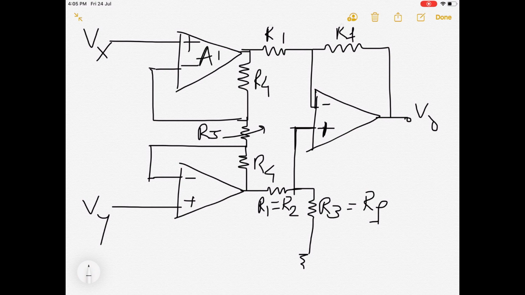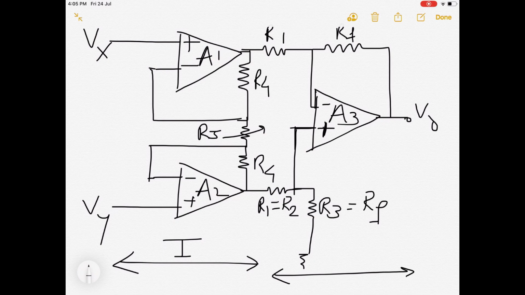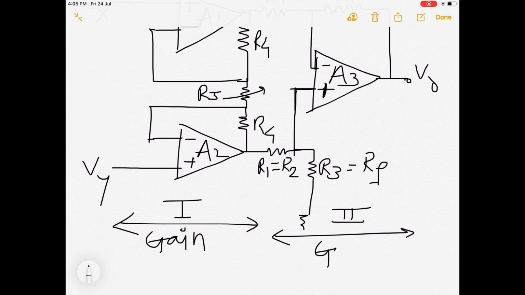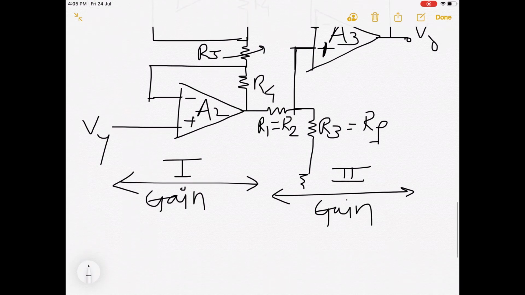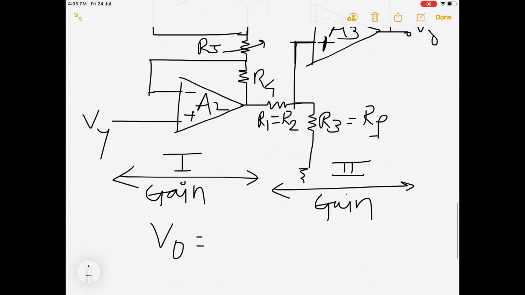So, here op amp A1, op amp A2, op amp A3. Okay. So, this stage of voltage followers is nothing but the first stage, and this difference amplifier stage is the second stage. So, what we have to do? We have to first calculate the gain of the first stage, then we have to calculate the gain of the second stage, and then the overall gain will be the multiplication of these two gains. Okay, this is the main idea behind this.